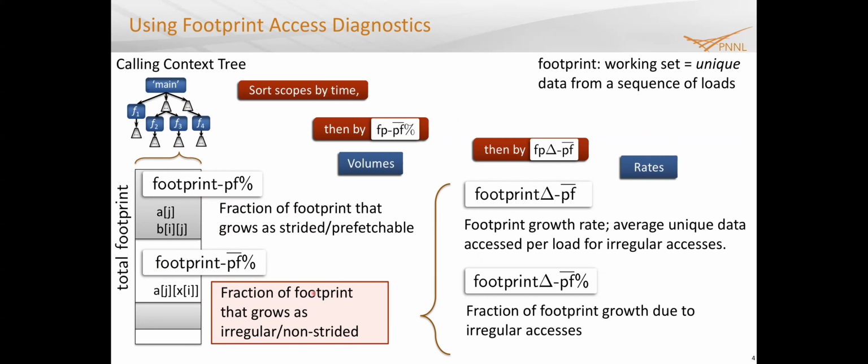That fraction of the footprint grows irregularly or non-strided. This part is more important to focus on because it causes more overhead, as we talked about before. That's why we zoom into this part and look at the rates. First, we look at the footprint growth rate, which is the average unique data accesses per load for irregular accesses. Then we look at the fraction of the footprint growth due to irregular accesses. Both of these help us pinpoint a memory bottleneck so we can solve the issues.